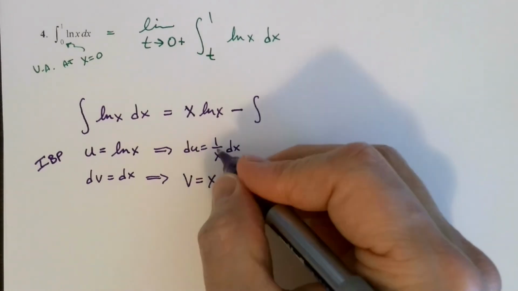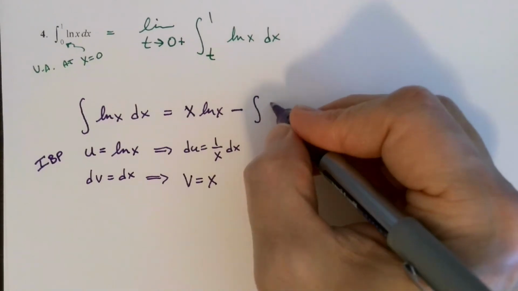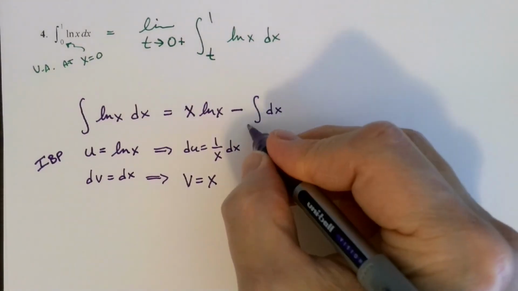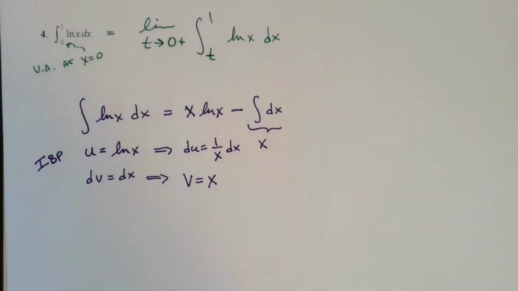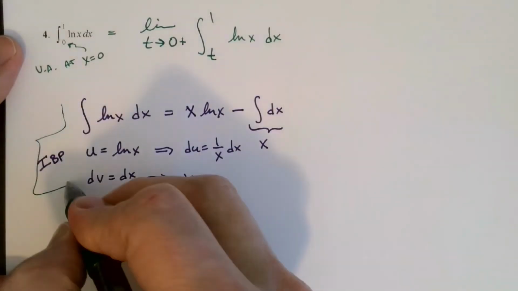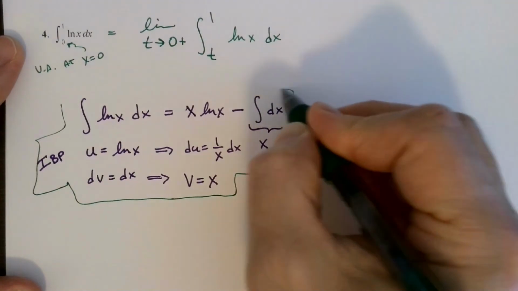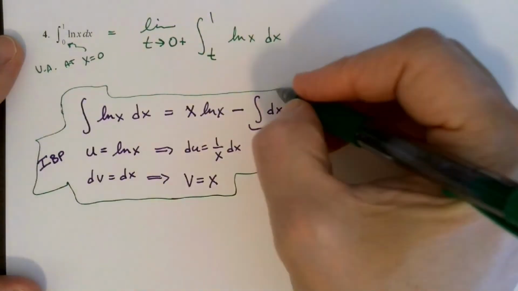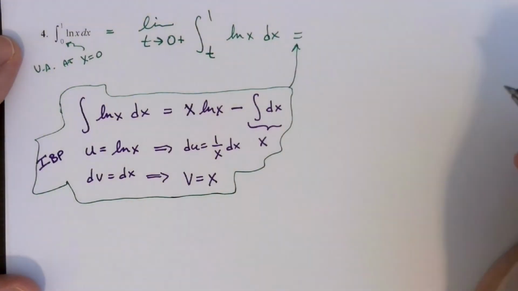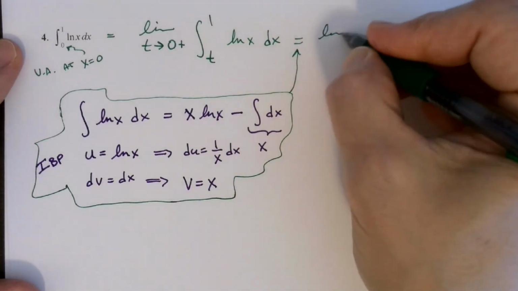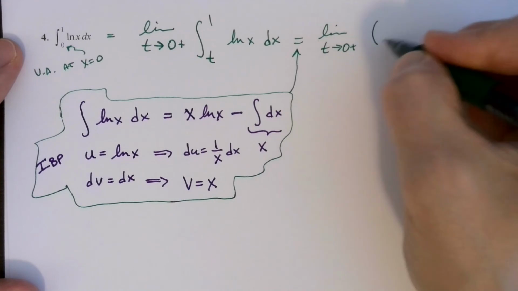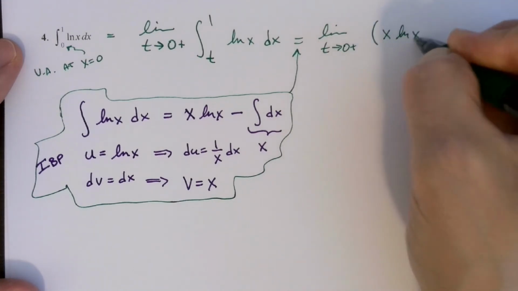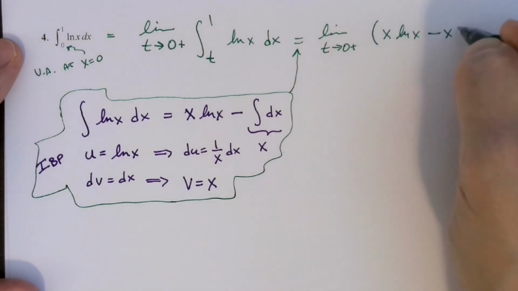What's going to happen there when I multiply v times du? x times 1 over x is what? 1. I'm just left with dx. What does this become? Antiderivative of 1 is just x. So there's my antiderivative using integration by parts. Antiderivative is x natural log of x, minus x.